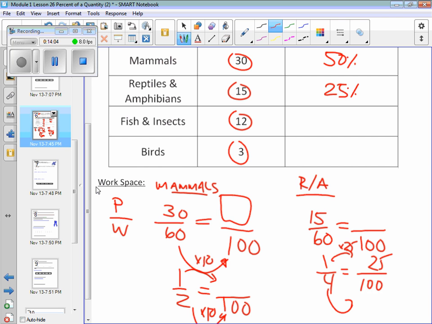12 over 60 reduces to 1/5. 1/5 happens to also be in fraction families, which I will eventually discuss. What percent is 1/5? It is 20%. And birds winds up being 3 over 60, which reduces to 1/20, which is 5%.